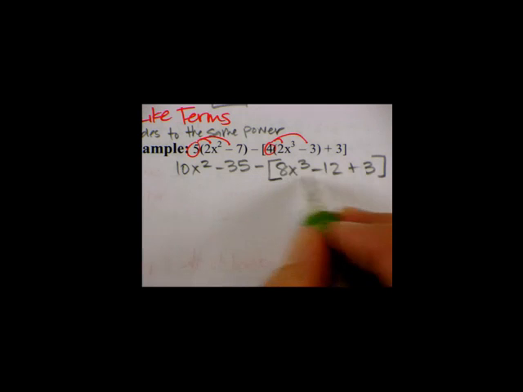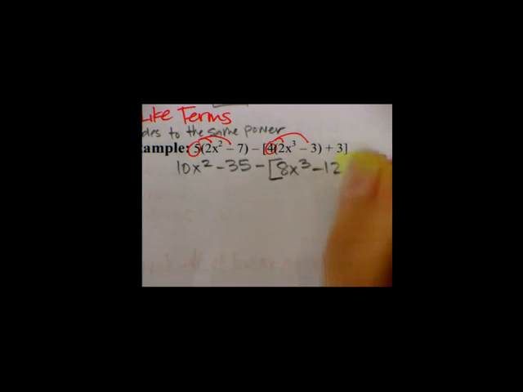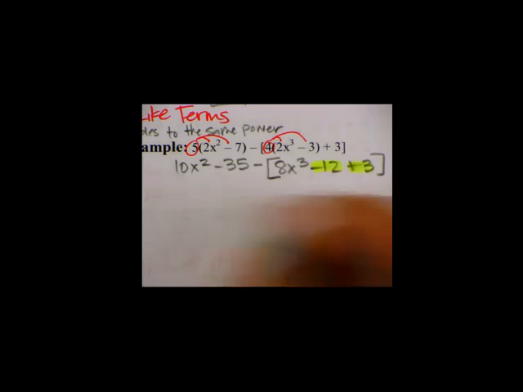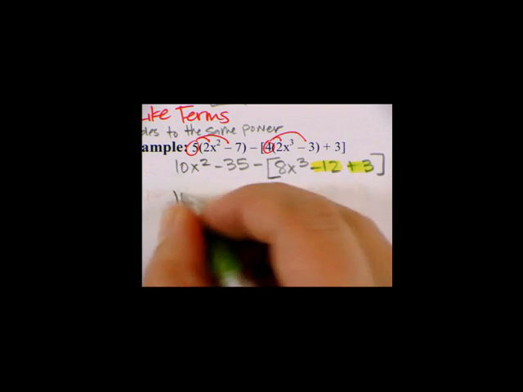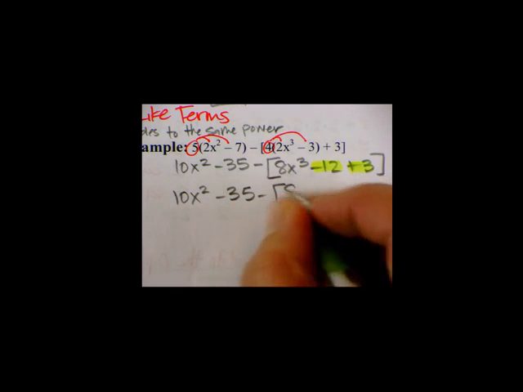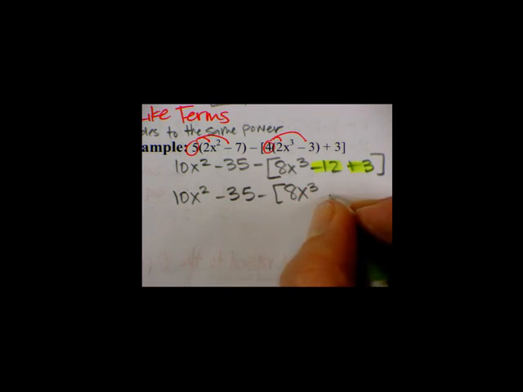Is there anything I can do inside the parentheses to kind of clean this up a little bit? Well, what I see is that I have these like terms here, negative 12 and positive 3. So I'm going to combine those. Everything else is going to stay the same. 10x squared minus 35 minus 8x cubed. This is going to be minus 9.